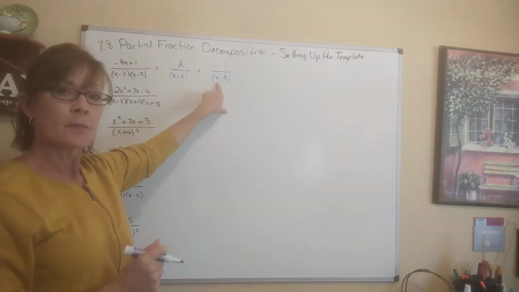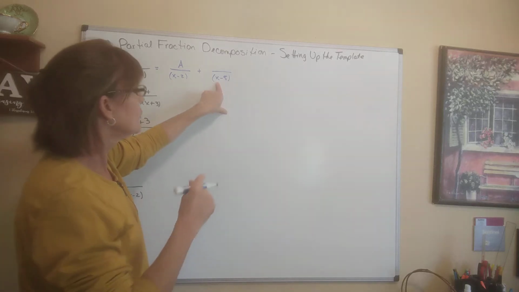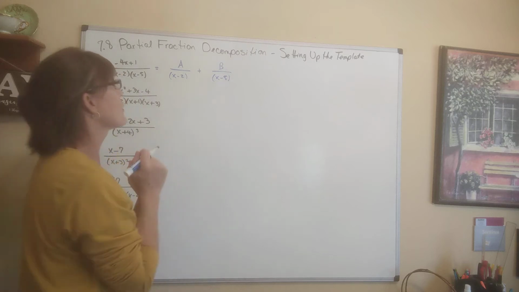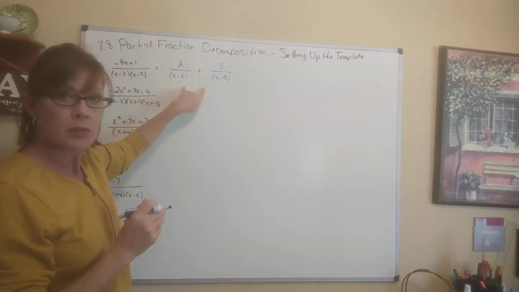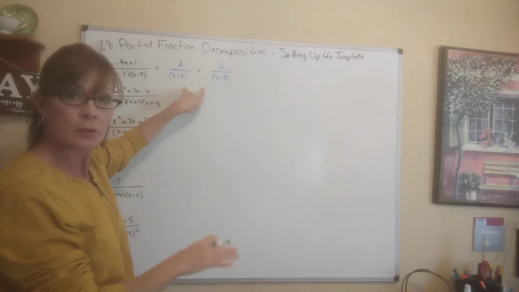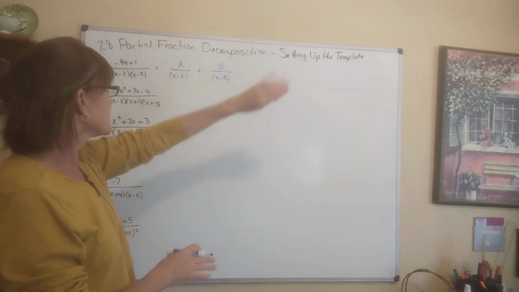The degree of this denominator is 1. We want the numerator to be 1 minus 1, which is 0. We put another constant right there. This is the setup for the partial fraction decomposition. This is not the full-blown decomposition. To do that, which we're going to do later on the worksheet, you solve for what A and B would be. Right now we're just practicing setting it up.